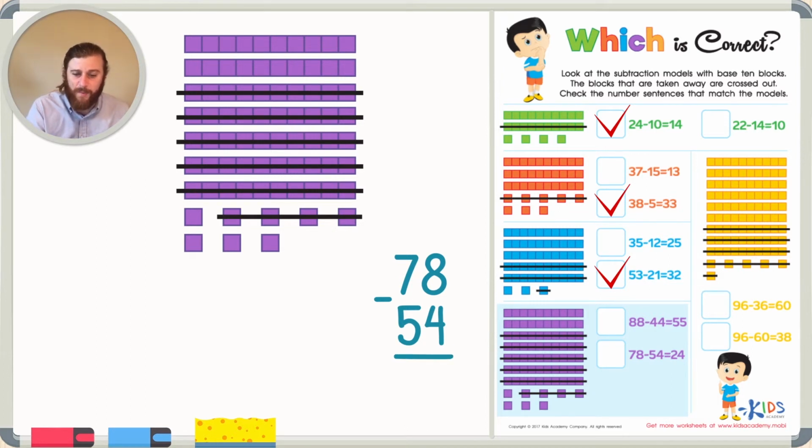Let's look at the bottom. 78 minus 54 equals 24. Let's see if when we subtract these two numbers, we get 24. 8 minus 4, if you count backwards from 8, 8, 7, 6, 5, 4 is 4. And 7 minus 5 is 2. Making the correct answer choice, the one on the bottom, 78 minus 54 equals 24.